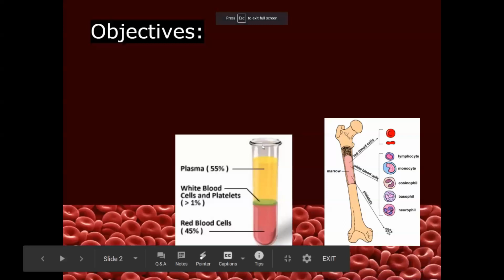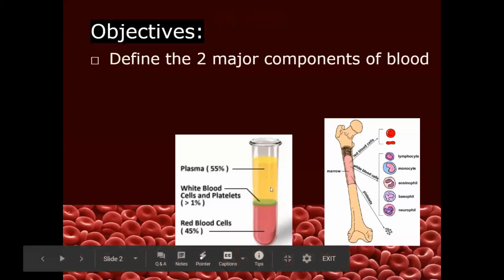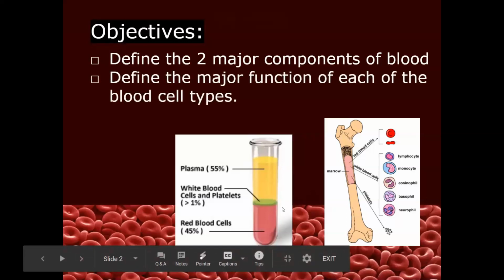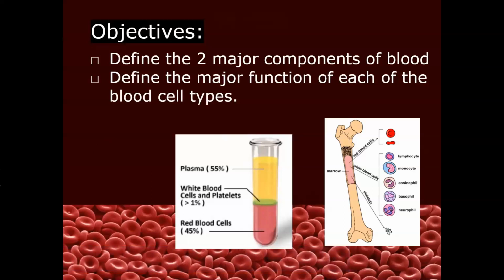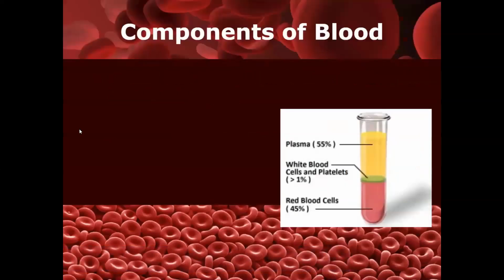So when looking at blood, we want to be able to talk about the 2 components, the liquid portion here and the formed elements here. And we want to talk about what the function is for every one of these cells. So we can see 1, 2, 3, 4, 5, 6, 7. We want to be able to talk about the function for each of those.